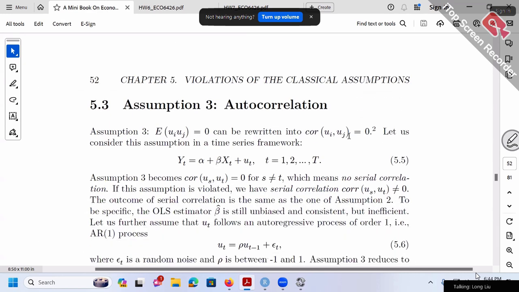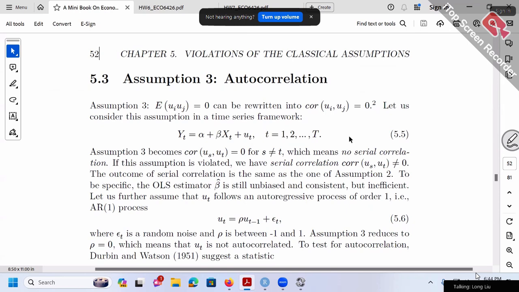Now, today, let's move on to assumption three. If you understand assumption two, then today assumption three will be really, really easy, because everything will be similar, if not the same. In other words, we're going to do the three issues again. Issue number one, what if assumption three is violated? Issue number two, how do we test? Issue number three, how do we recover the efficiency again, with the solution again, GLS? Assumption two and assumption three are really, really similar. So let's start.